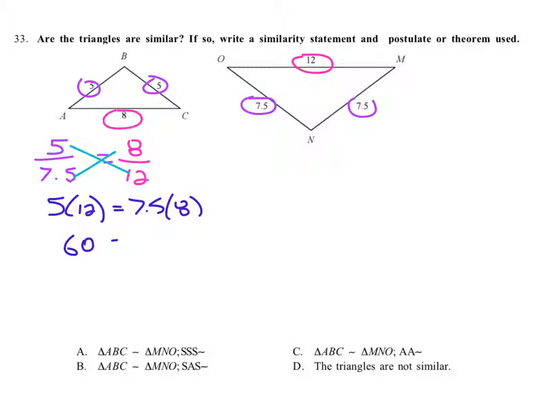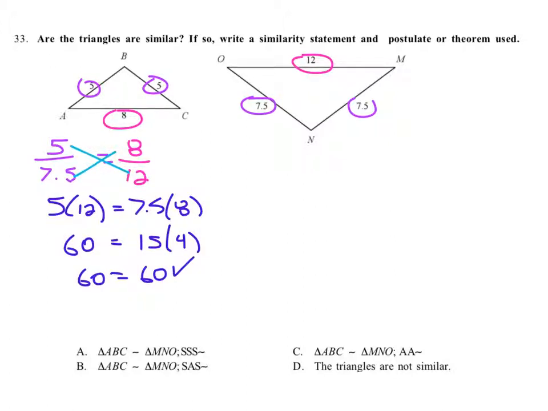And I know this fun trick, which I tell you about all the time, is that you can double one number. I'm going to double 7.5 to make it 15. You can double one number and take half of the other number, and you're still going to get the same answer. And 15 times 4 is 60. So 60 equals 60. Check. So it is in proportion.